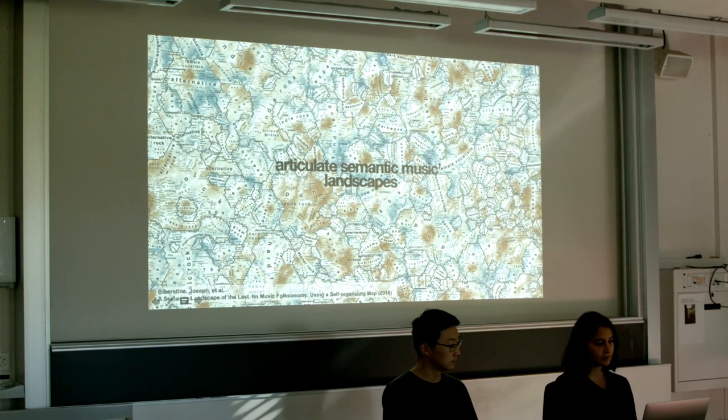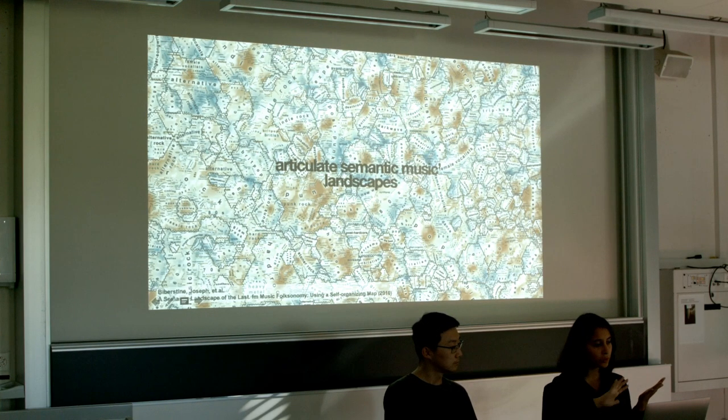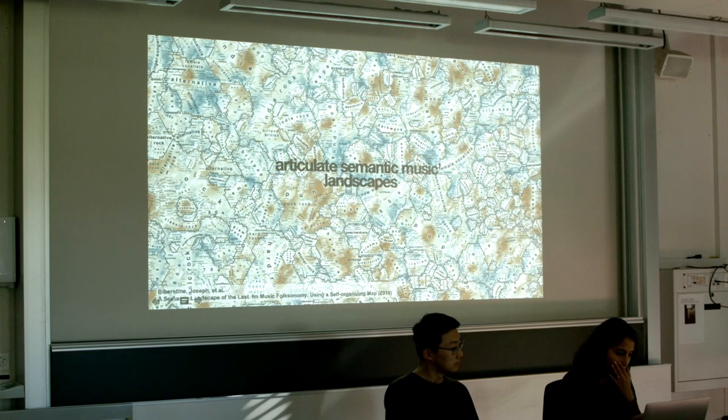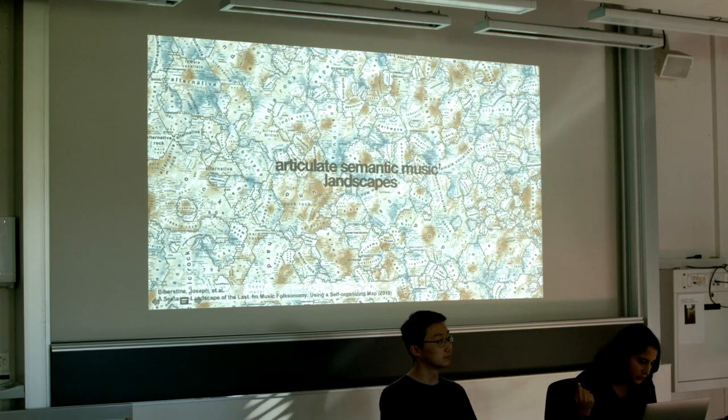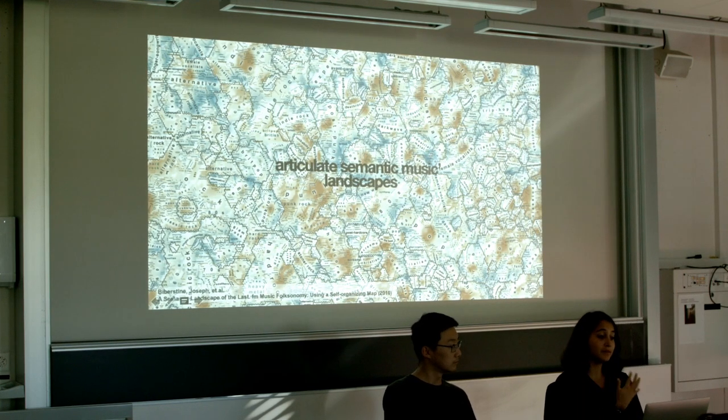Another example is the articulate semantic music landscape. I found this very interesting because it's from an open library of music. Here the artist or the scientist transformed the lyrics of the music into numbers and was able to create this smooth pattern map where every style of music is represented. For example, indie rock is close to indie, then to experimental, and then to post-punk. So without even knowing what music is, this algorithm was able to cluster them and create this landscape of music.